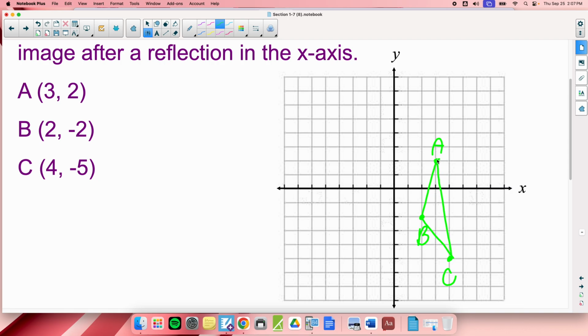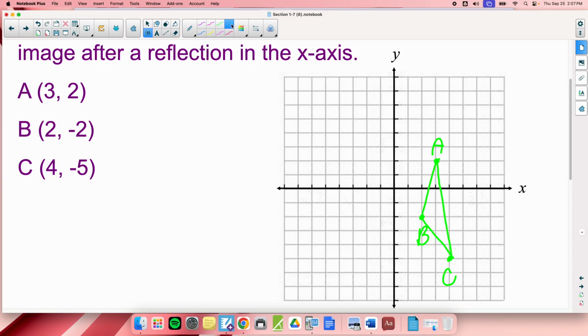Okay? Now, what's going to happen is we are going to reflect this figure over the x-axis. Does it make sense to you guys that if A is above the x and I reflect it over it, A would end up down here? And if B and C are below it and I reflect it, those are going to end up up here. So I'm going to show you 2 ways to do this, and then you decide which way to do it. Okay, so here's the first way.